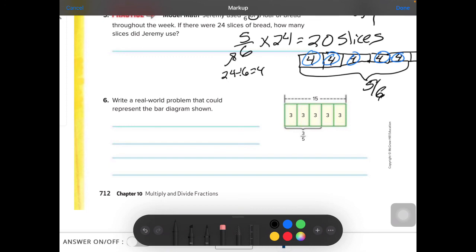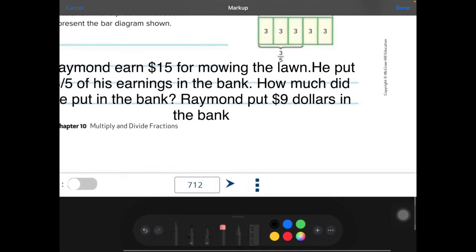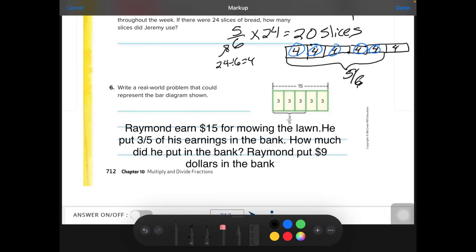Write a real world problem that could represent the bar diagram below. Here is a sample problem you could write. Then the equation would read 3/5 of 15 equals 9. Because we looked right here, we're going to add 3, 6, 9. That's how much he earned.